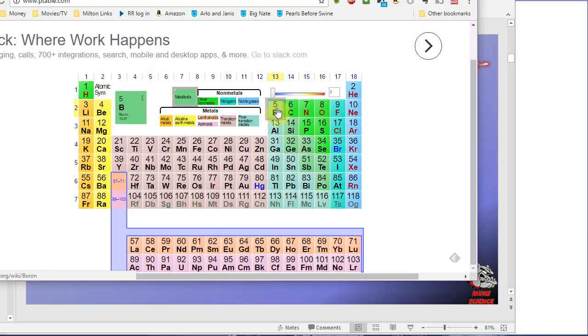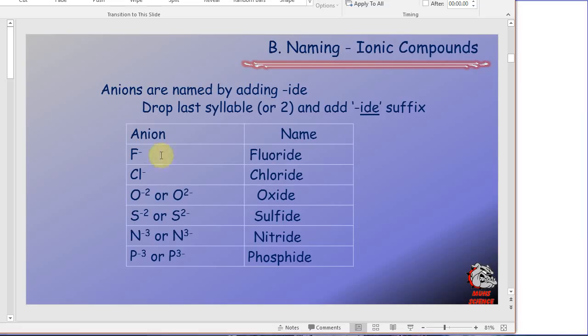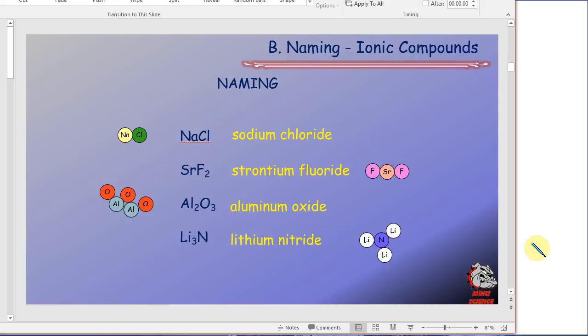I'm not sure about boron either. Maybe boron could be boride if it forms any kind of a negative ion. I'm not sure. So there's your idea. You just take the name of the element, drop the last two syllables, or usually the last one, and stick an -ide on there. So if we are naming things, naming is pretty simple.